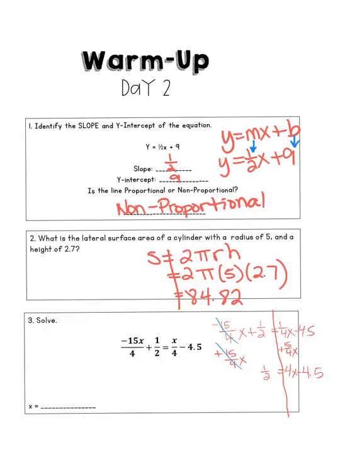Now that I've moved my variables to be together, the next thing I'm going to do is move my constants to be together, and I'm going to add this 4.5 to both sides. 4.5 plus an extra half makes 5 is equal to 4x. And then the last thing we're going to do is divide by 4. And I'm going to put my answer over here. When I do 5 divided by 4, you can leave it as x is 5 over 4.